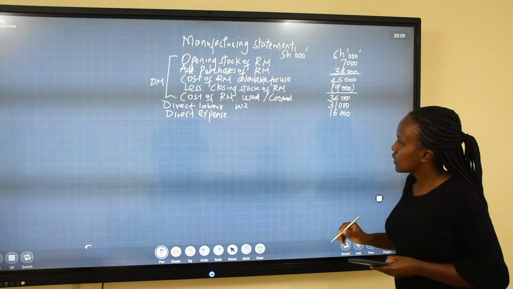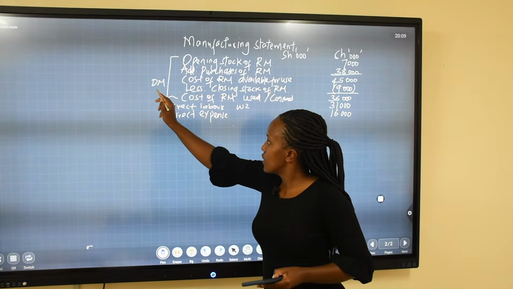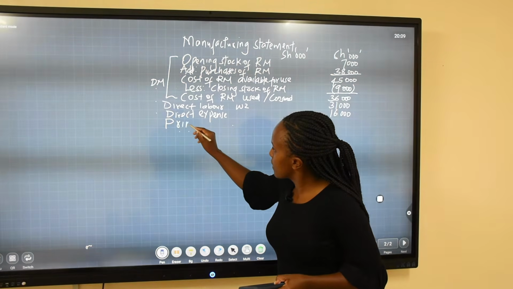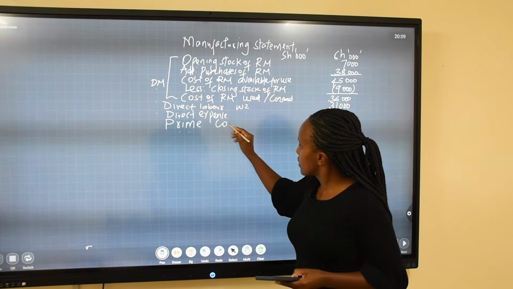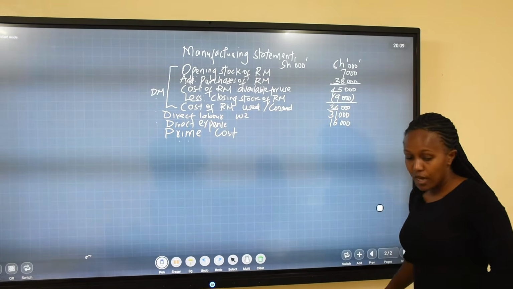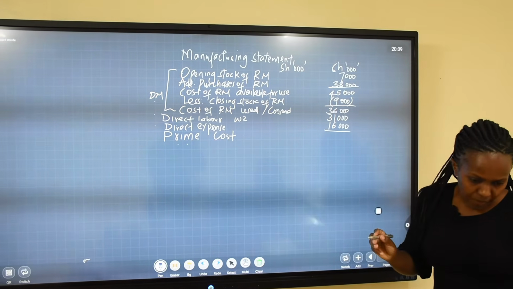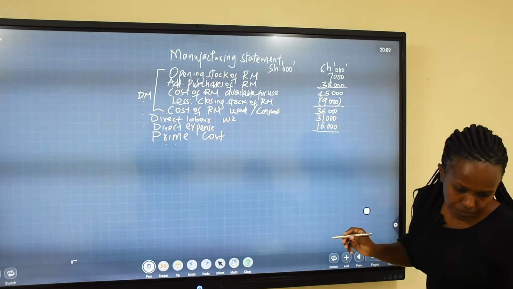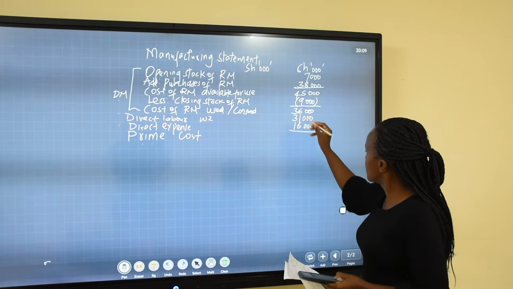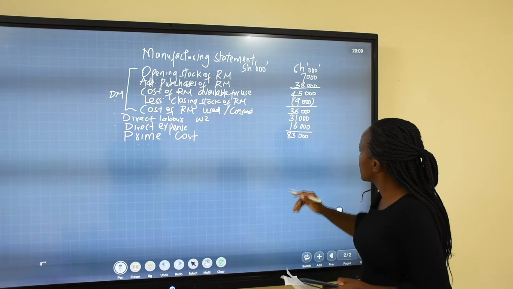So when you add the three of them, that is direct material, direct labor, and direct expense, we said you get what you call the prime cost. So when you add the three, you get the prime cost. So our prime cost is 83,000.